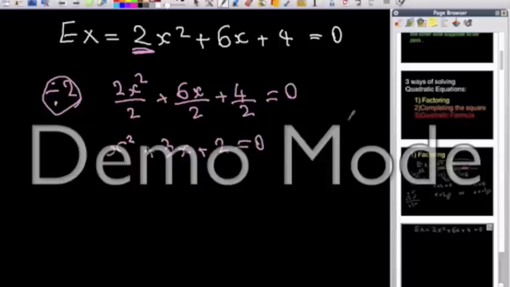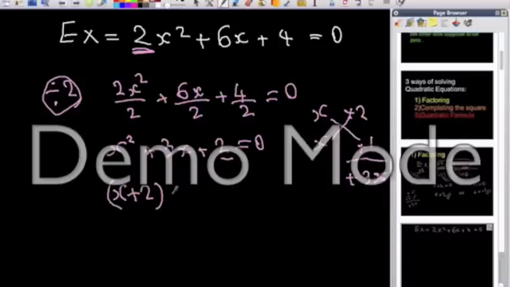Okay, let's factor again. X and x. What times what gives us 2? 2 and 1 gives us 2. Now let's figure out the signs that we need to put in order to get 3 plus. A plus here and a plus here would do it. So it would be x plus 2 and x plus 1 equals 0.